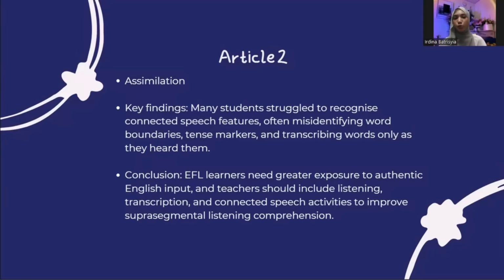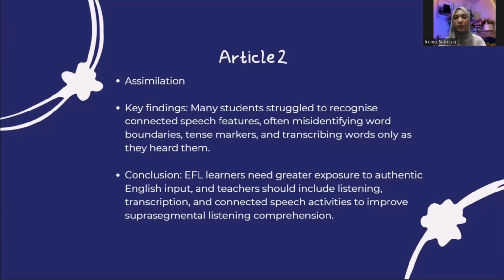So for Article 2, it discusses assimilation, which occurs when a sound changes due to a neighboring sound. For example, the word "that person" has influence when we speak it fast, while elision involves the omission of sounds such as T, D, and H.